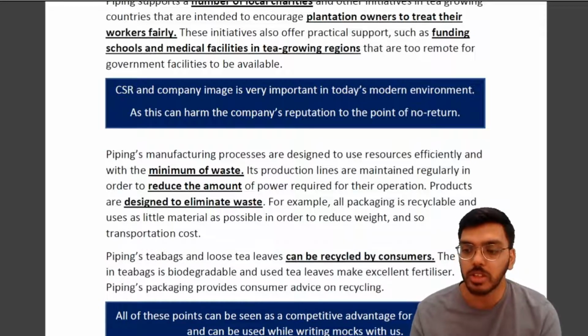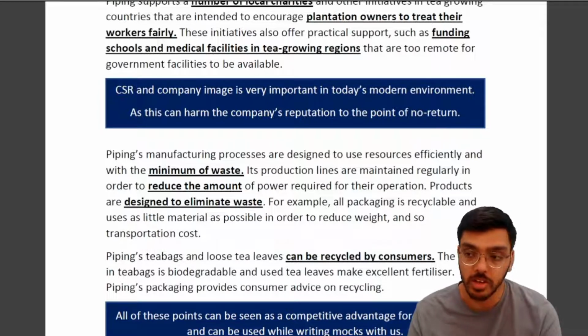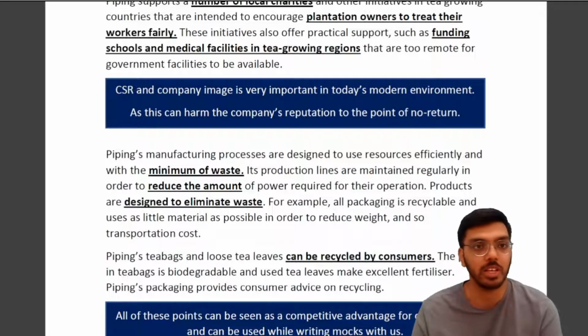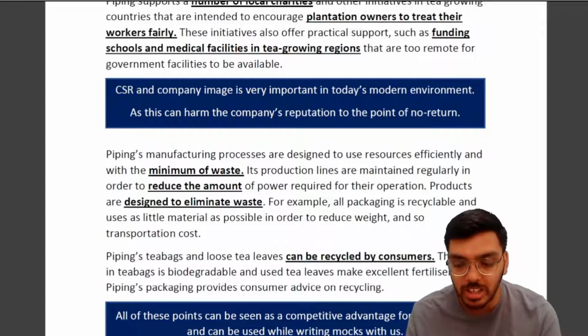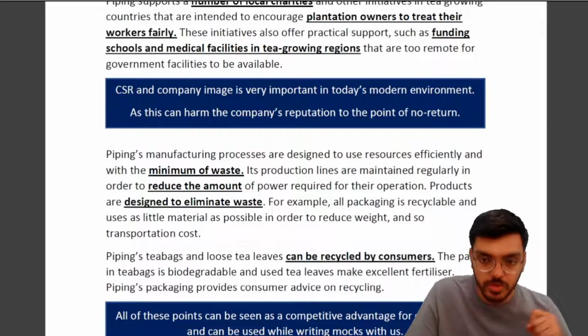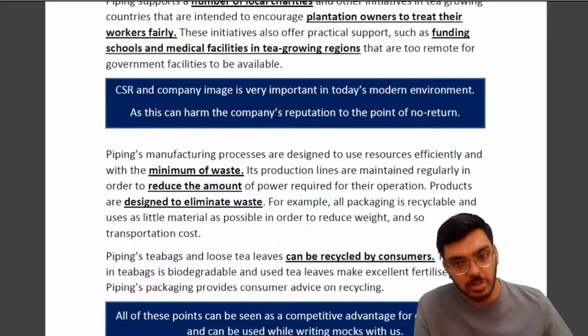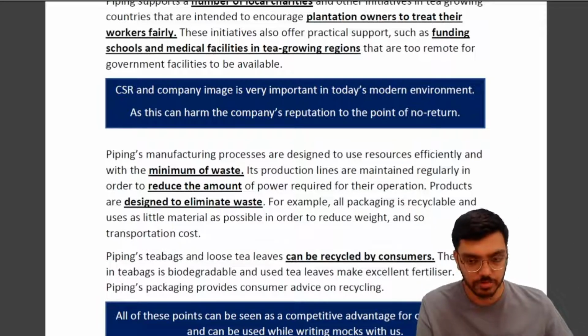If, for example, there is a newspaper article that says that Piping is buying tea leaves at a very cheap price from plantations that are exploiting their workers, just imagine how much reputational damage that can cause to such a big company. So, CSR, corporate social responsibility, is very important from the company's perspective, and because Piping is doing its bit, it can be seen as a competitive advantage.